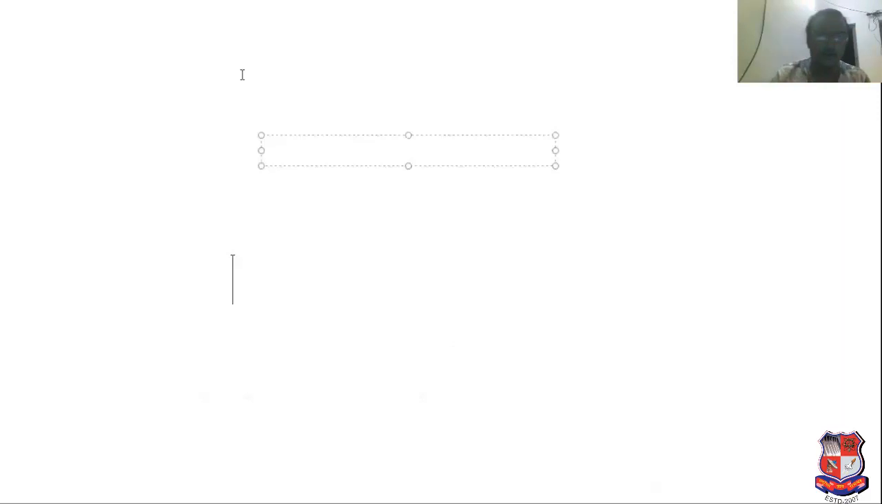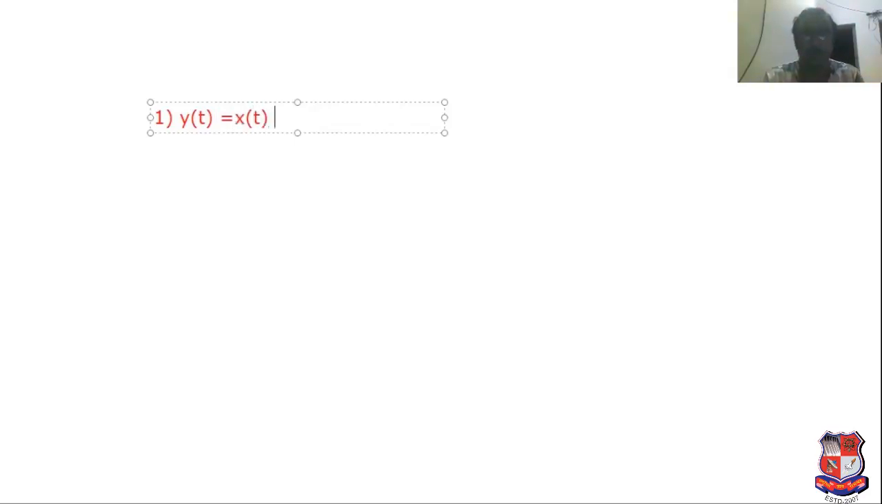Now, first example: y of t equals x of t plus 5. Determine whether the system is linear or not. This type of example can be asked. See, this is the example question.